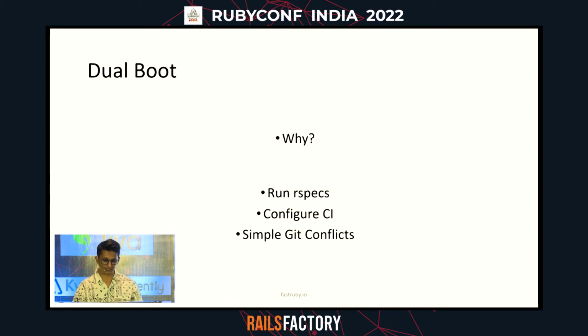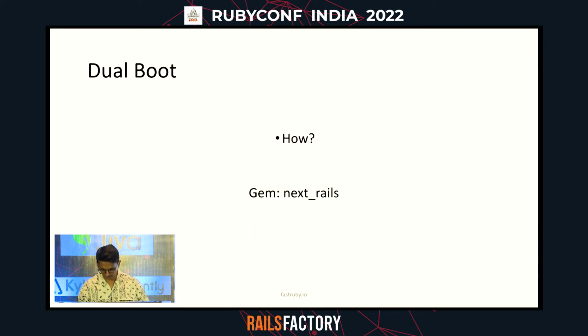The next one is simple Git conflicts. I talked about long-running upgrade branches. With dual booting, we'll see how it helps with simple Git conflicts. Basically, it helps you with less rebasing and less merging of code, and avoiding Git conflicts. We'll talk about it further.